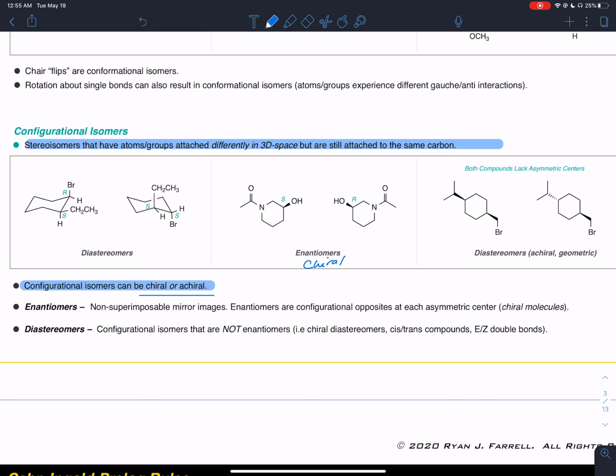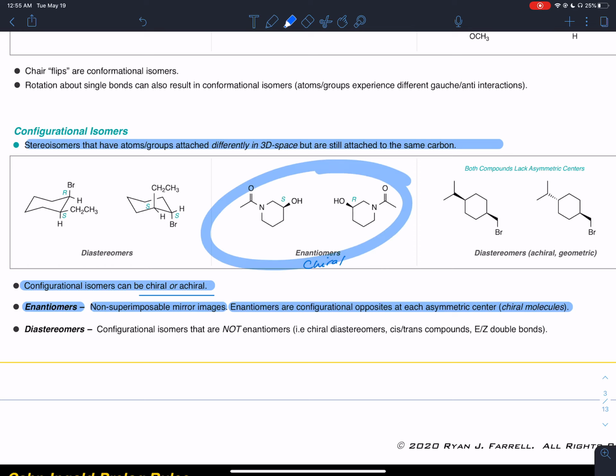Now, the term enantiomer: enantiomers are non-superimposable mirror image compounds, okay? When you look at enantiomers, they are configurational opposites of each other at every asymmetric center. For instance, these two compounds are enantiomers. There is one asymmetric center. Notice how the left one is S, and in the right structure, it's R. These are non-superimposable mirror images. Here is a mirror plane.